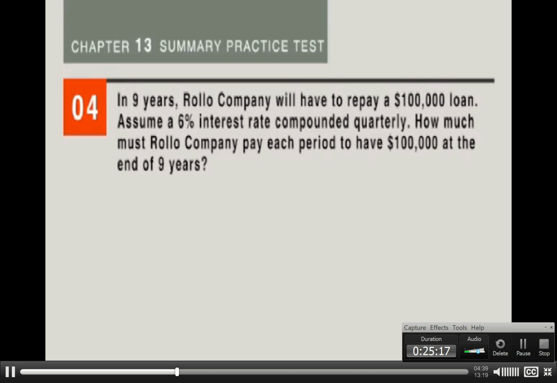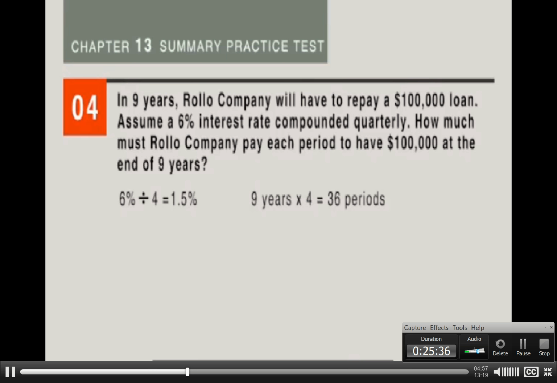Question number 4. In 9 years, Rollo will have to repay a loan, $100,000, 6% compounded quarterly. How much must Rollo pay each period? Now, underline the words each period because that indicates what? You got it, sinking fund. So we're talking 6% divided by quarterly, 1.5%. We're talking 9 years quarterly, 36 periods.